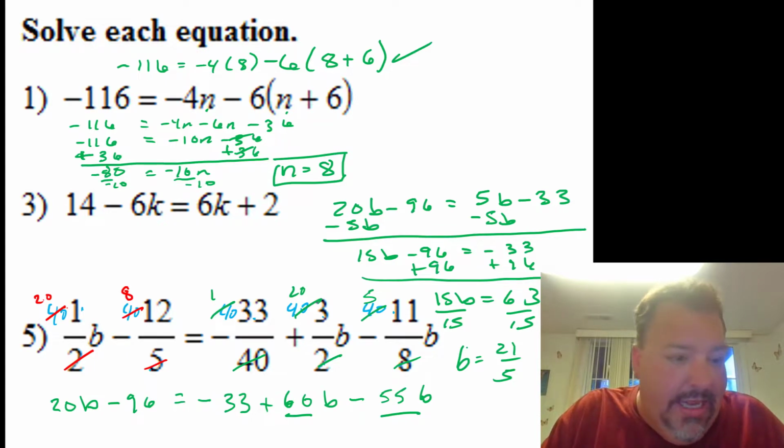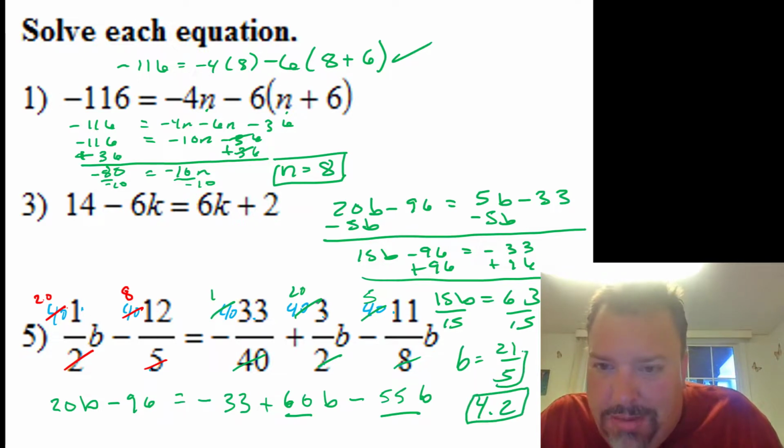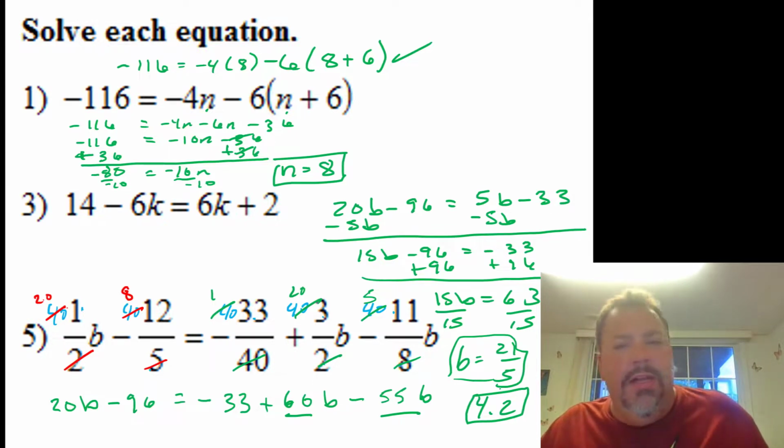Or we could write it as a decimal of 4.2. Or you could go back and write it as a mixed number as well. But I think I prefer the fraction, 21 over 5. Although if you wrote it as a decimal, I would not count that wrong.